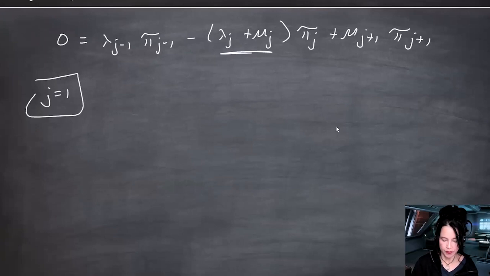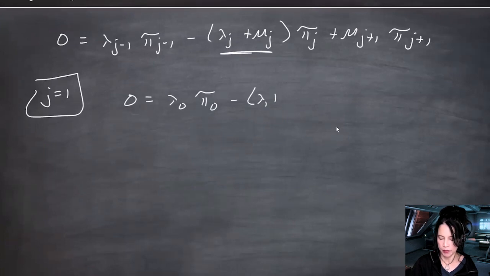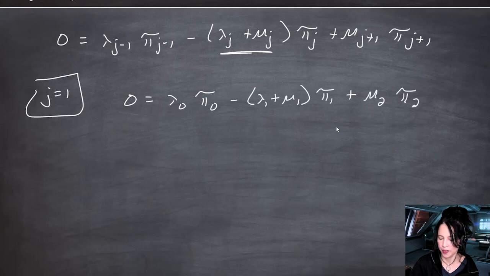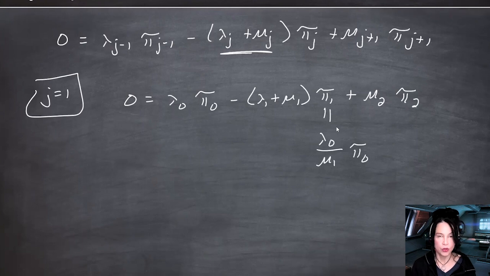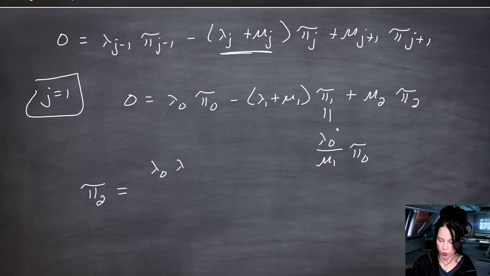Let's look at j equals 1. We get 0 equals lambda 0 pi 0 minus lambda 1 plus mu 1 pi 1 plus mu 2 pi 2. And we know that pi 1 is lambda naught over mu 1 pi 0. So if you plug that in, you have an equation with just pi 0 and pi 2 in it. And you could solve it, but in the interest of time, I'm just going to spoil this. When you solve for pi 2 in terms of pi 0, you'll get lambda 0 lambda 1 over mu 1 mu 2 pi 0.